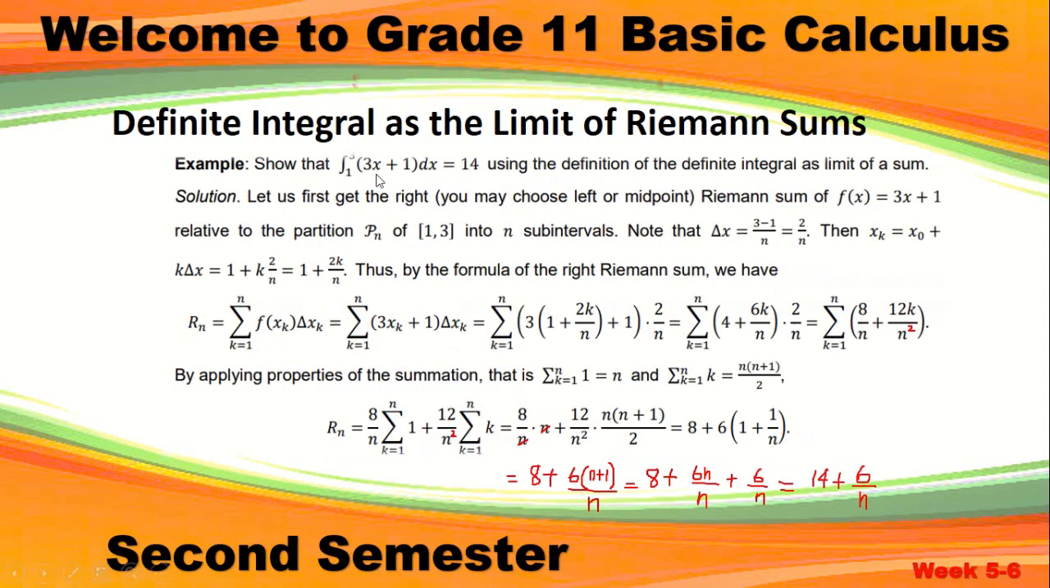So for example, we have to show, using the Riemann sum, that the integral of 3x plus 1 dx, where the boundary is from 1 to positive 3, is equivalent to 14, using the definition of the definite integral as the limit of a sum. So let us first get the right sum. Of course, f of x equals 3x plus 1, where a is 1 and b is 3, and we have n sub-intervals because we don't know what n is as n goes to positive infinity later on. So in general, we take n sub-intervals as a general form.